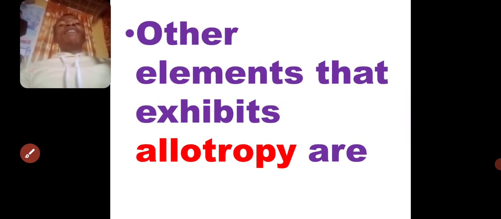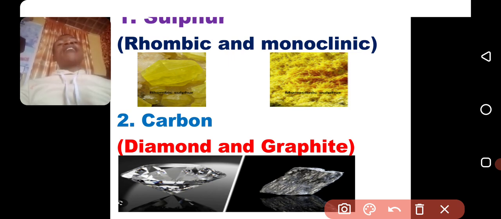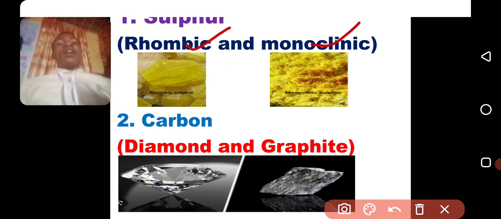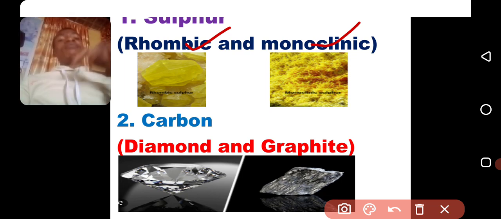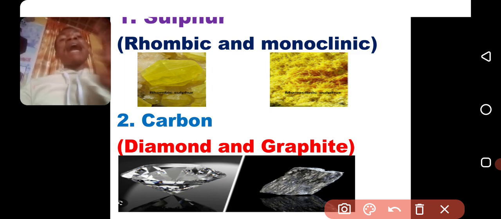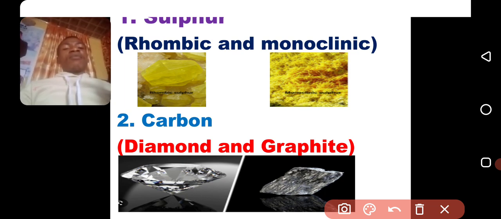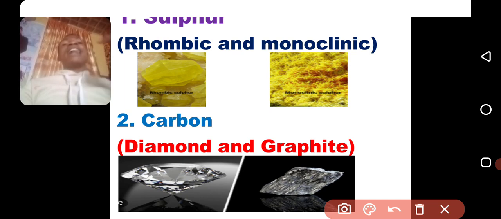We have some other elements that exhibit allotropy. Examples are sulfur. Sulfur has rhombic and monoclinic sulfur, and they are very different when you look at them, but they are made up of the same element. They are both sulfur. Diamond and graphite are also allotropes of carbon. If you see diamond and graphite, you won't easily know that they are from the same element because they have very different appearances.